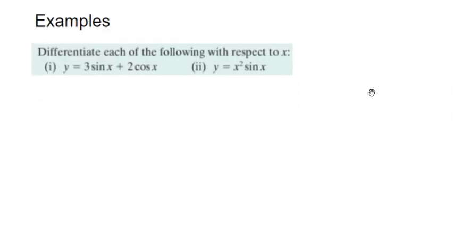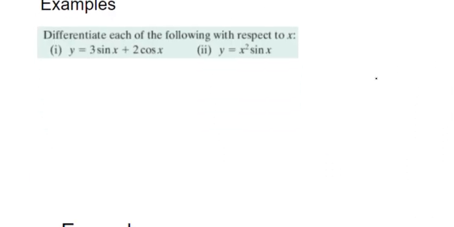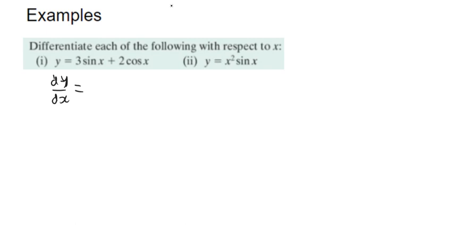So let's look at the examples here. First one, y equals 3 sin x plus 2 cos x. So this is a nice simple one. So dy dx will be equal to, the differential of sin is just cos, so it'll be just 3 cos x. Now I would multiply by the differential of what is inside, but if I differentiate x, it's just 1. So it's just going to be 1 times the 3 in front, so it won't actually change.